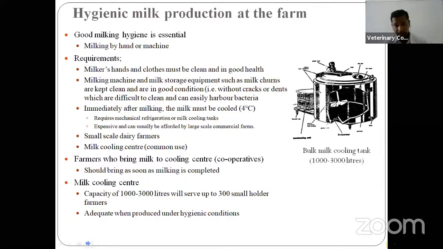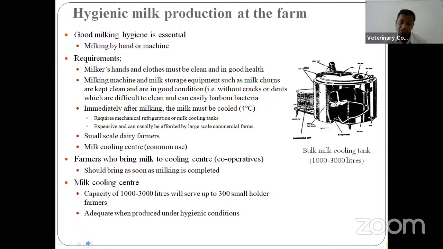Then comes the milking machine. We expect milking machines when a farmer keeps over 8 to 10 or more cows. Manual milking becomes a difficult task. That's why they will go for machine milking. And all organized farms will have machines for milking the animals.